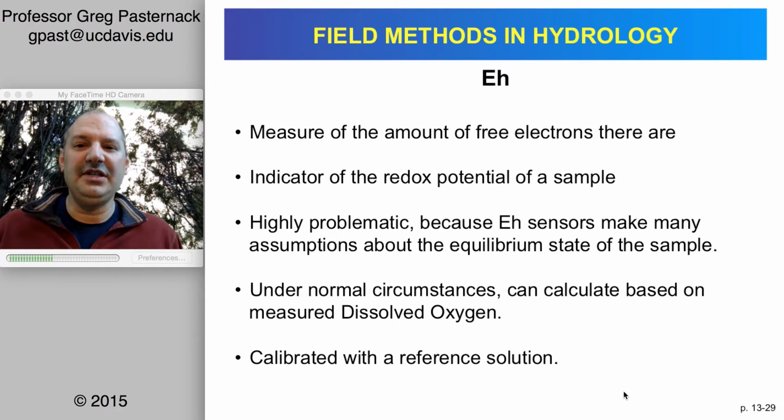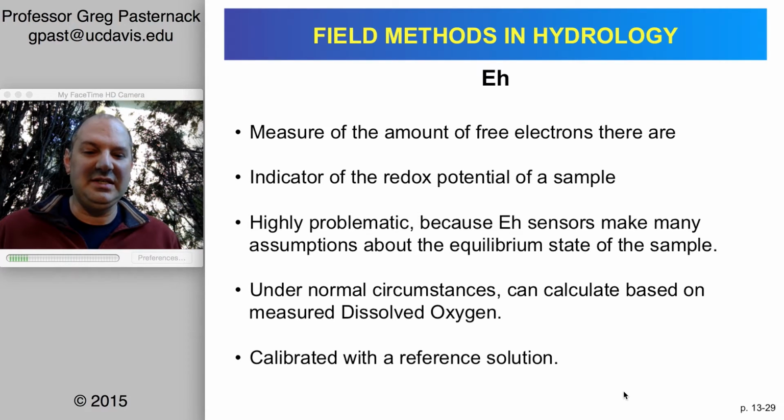The next variable is one that isn't very commonly used, but I think it's helpful to think about. It's called Eh. You're all familiar with pH, which is related to hydrogen ions, but there's also Eh, which is a measure of the amount of free electrons. This relates to the redox potential of an aqueous sample. However, it's highly problematic because Eh sensors have built into them many assumptions about the equilibrium state of the sample, so I found it very difficult to use these.